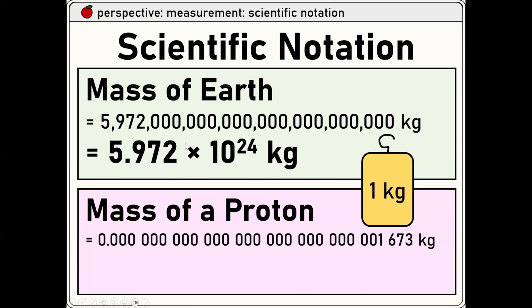Plus, it's easier to put in the calculator if you have to do a calculation with that, right? Mass of the Earth. Bet you're going to use that at some point. Mass of a proton, 0.00, there's a bunch of zeros before you get to 1673, right? Because what's the exponent for going the other way?